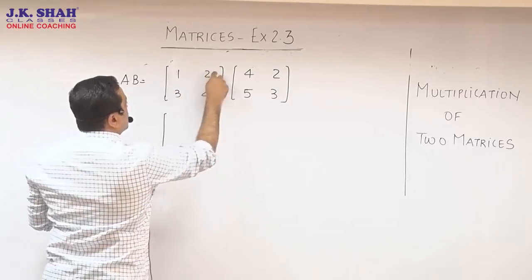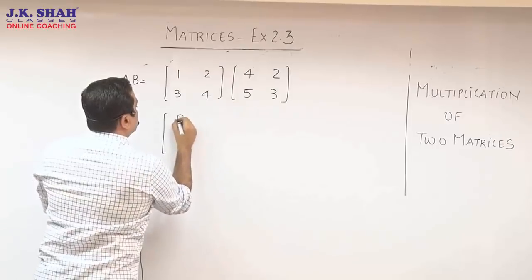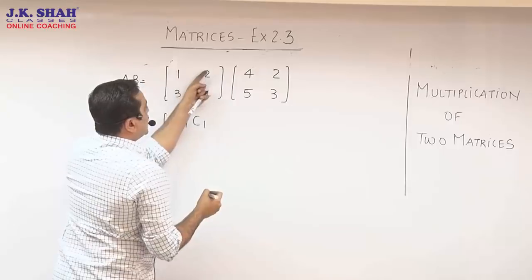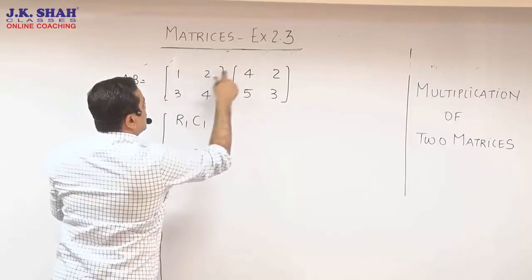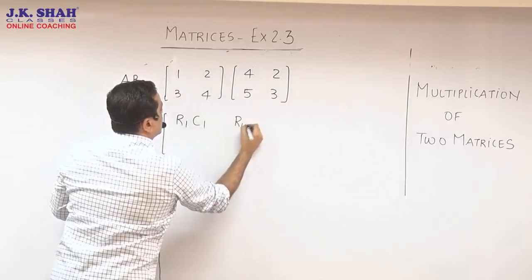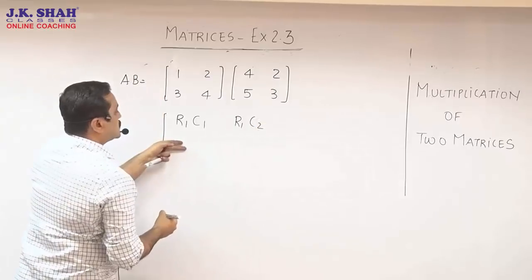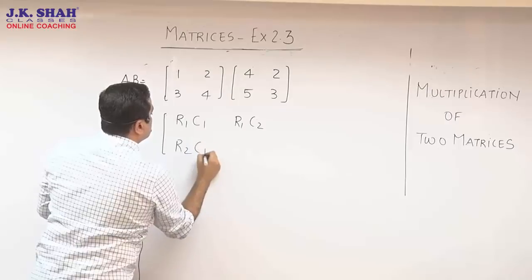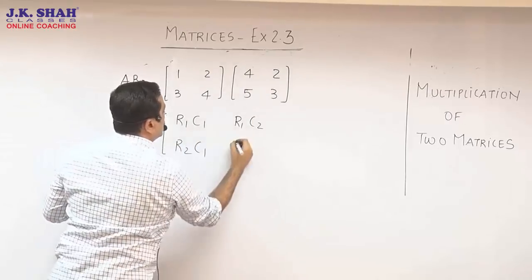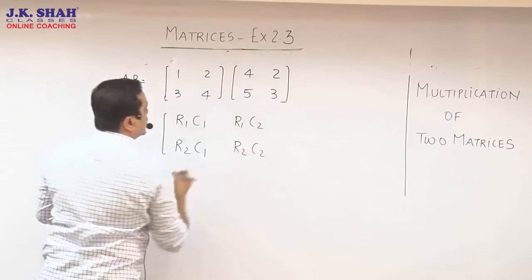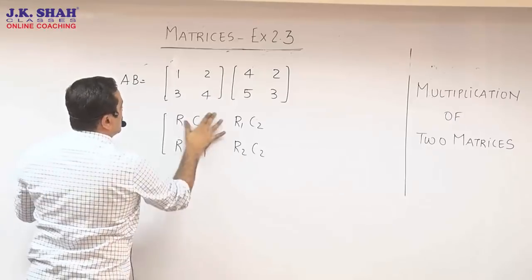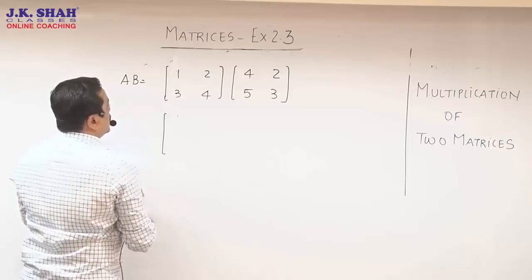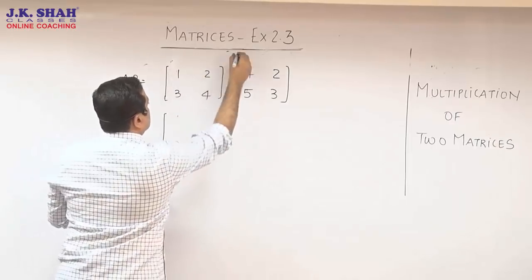It's going to be R1, C1 falling over here. Means over here the element formed will be after multiplying R1 with C1. Then R1, C2 will fall over here. Then we move to the next row. R2, C1, and then R2, C2. So we just need to realize all these products. Let's go for that.